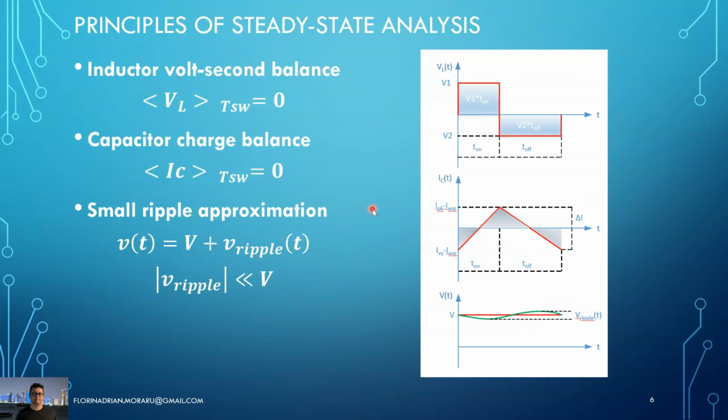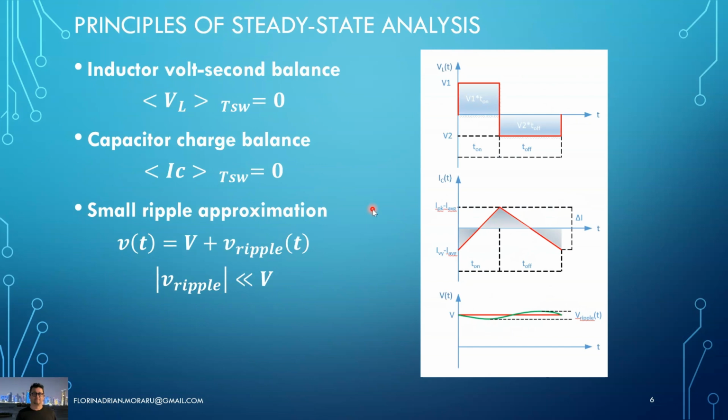There are three important principles used in the analysis of switching regulators. So when we talk about steady state, in principle we have inductor volt-second balance. That means the average voltage over the inductor for one switching period must be zero. Otherwise, we are not in steady state. We are in a transient condition.